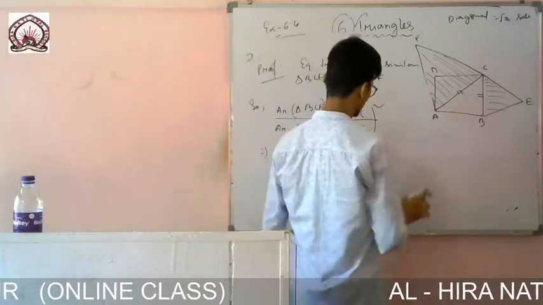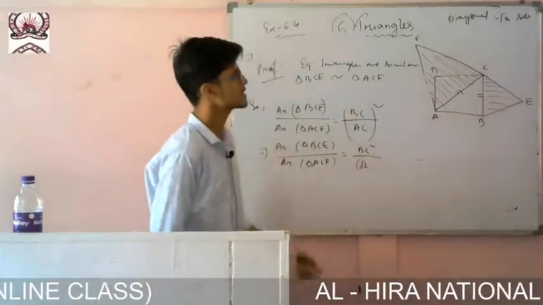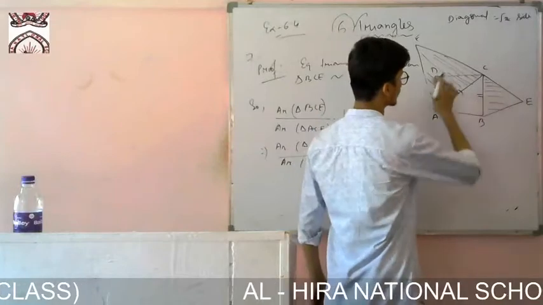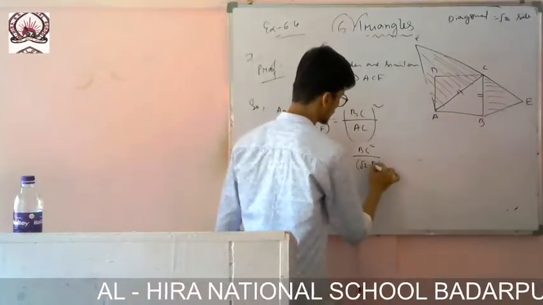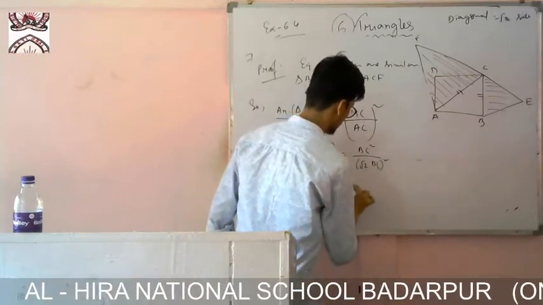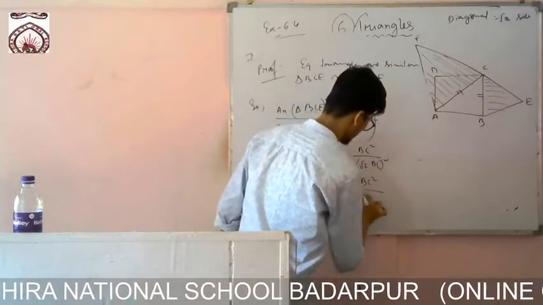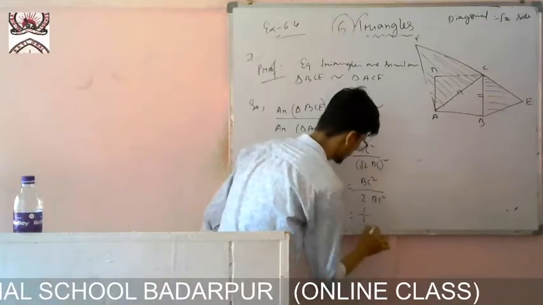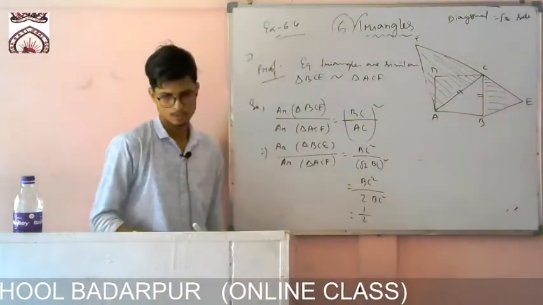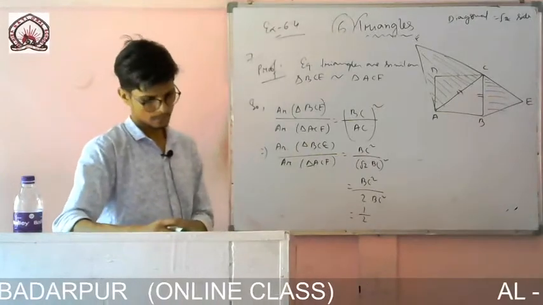The side is root 2 into any side you can write. Since in a square all the sides are the same, I am taking BC. If I take BC, I can cancel BC and BC. So it is coming BC square, there it is 2 into BC square. So BC square cancels. So it came 1 by 2, 1 by 2, that means 1 by 2.